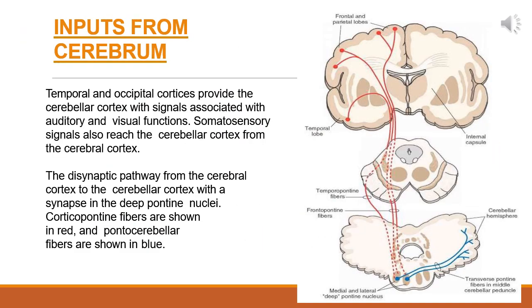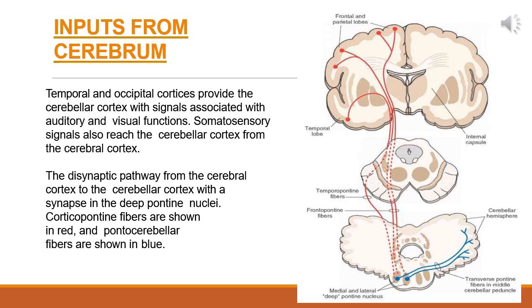Inputs from cerebrum. Temporal and occipital cortices provide the cerebellar cortex with signals associated with auditory and visual functions. Somatosensory signals also reach the cerebellar cortex from the cerebral cortex.